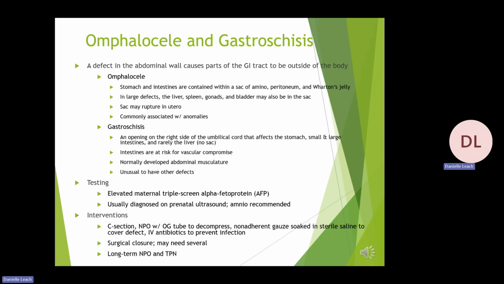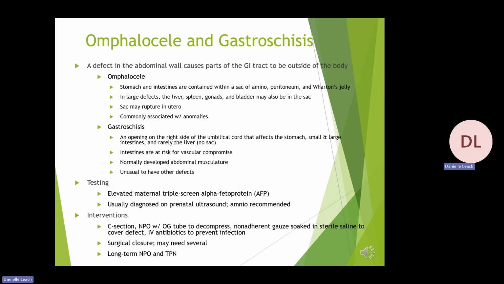Interventions for this, like I said, C-section. Right when they're born, they're made NPO with an OG or an NG tube to decompression, so to suction. Obviously, their intestines and possibly their stomach and other organs are on the outside of their body, so we don't want them eating just yet.